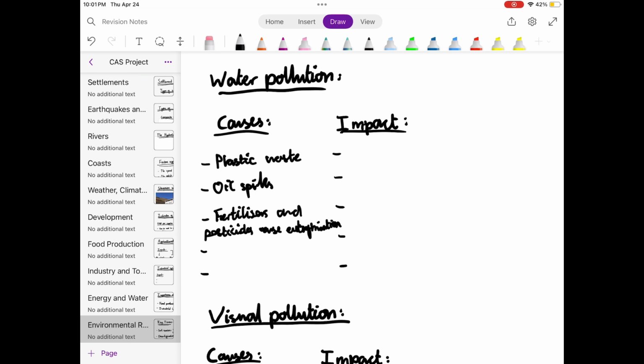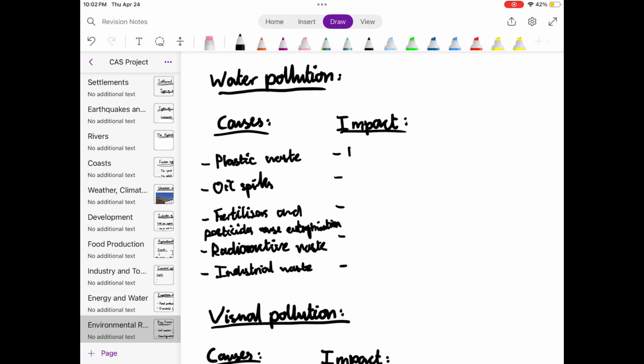Next is radioactive waste, and this mainly comes from nuclear power plants. And finally, industrial waste can also be a cause of water pollution because it can be dumped inside bodies of water and can therefore contaminate the water. So we're going to be looking at the impacts of water pollution.